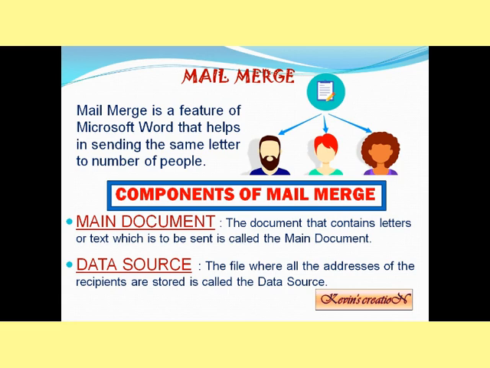So if we want to mail merge, if we want to combine the main letter with the addresses, we have to have a main document, that means the text or the letter which we want to send, and the list of recipients, their address, in the data source.